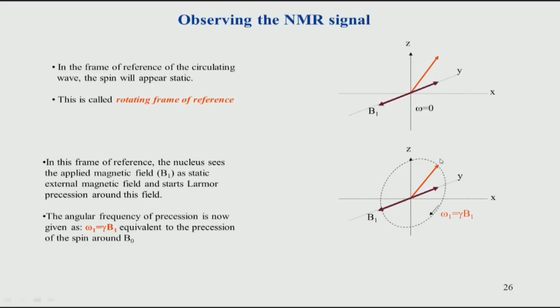So, this is like a merry-go-round. They precess around the B1, which, remember, is along the y axis. If B1 is along the y axis, then the spins will go from Z to minus Z along the ZX plane. So, they are going from Z to X to minus Z and so on. It is like a merry-go-round. The spins are now moving around B1.